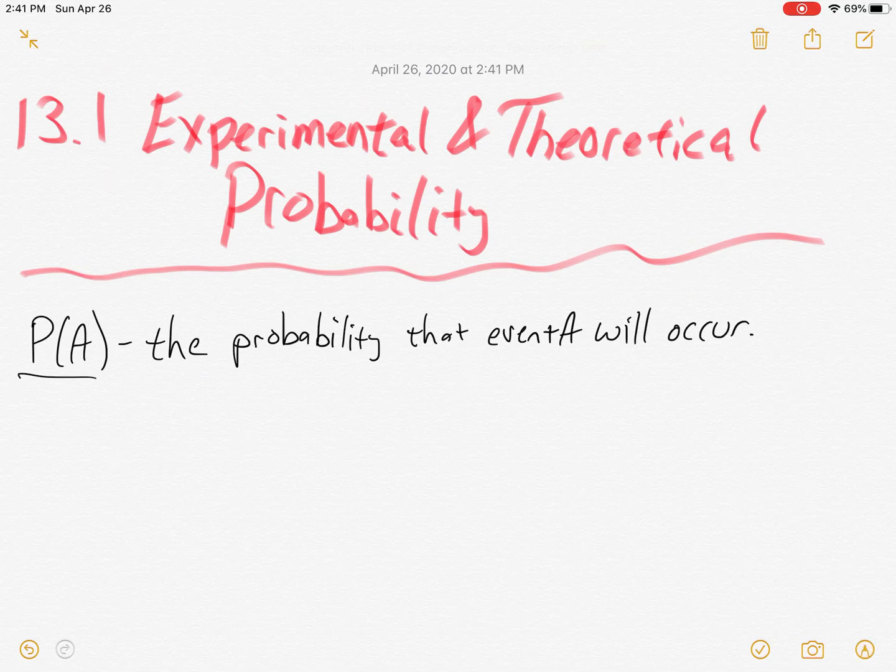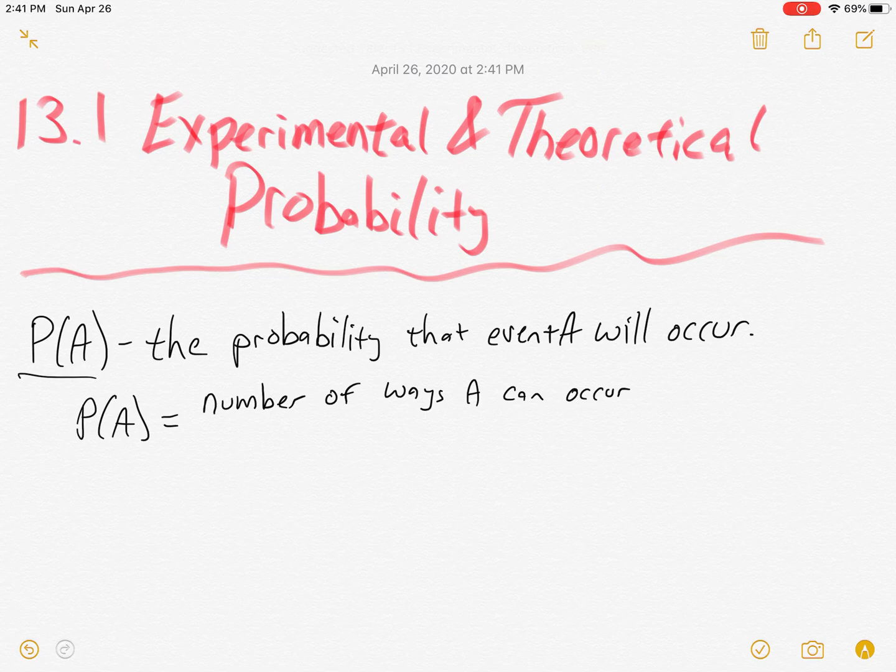Welcome back to geometry. So we are jumping into probability now, and we're talking about experimental and theoretical probability. The notation is going to be a little bit different. So we have this here: probability of A is the probability that an event A will occur. Or we occasionally might write it this way: the probability of A is the number of ways, not X, but A, can occur.